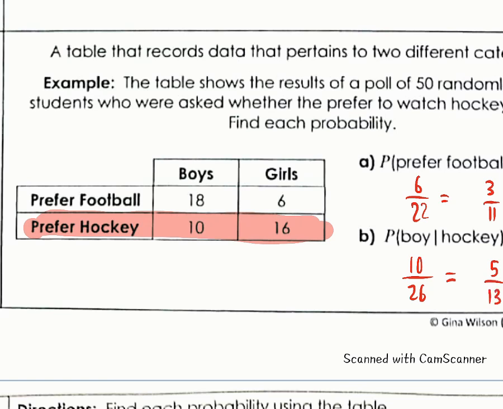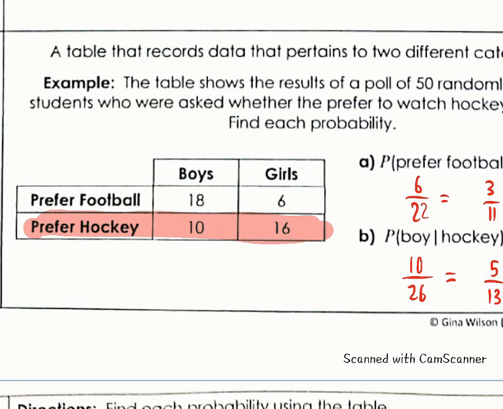What is the difference between how you got the preferred football girl? Why did you go vertical, and for the boys you went horizontal? Okay, because the given that is your focus, and in letter A, it's given that they're girls. So my focus is the girls. But in B, my given that was hockey, so my focus was hockey.